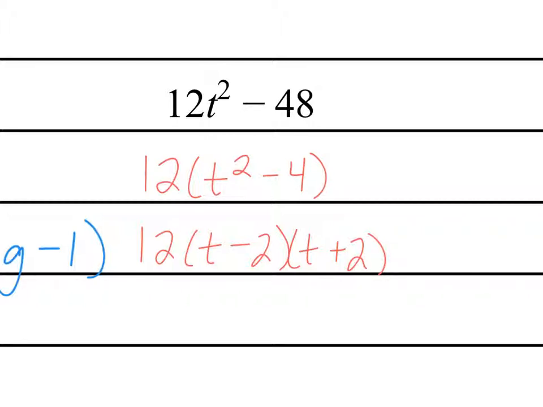So would it be t plus 4 and t minus 4? What's the square root of 4? 2. 2, so it'd be t minus 2. T plus 2.